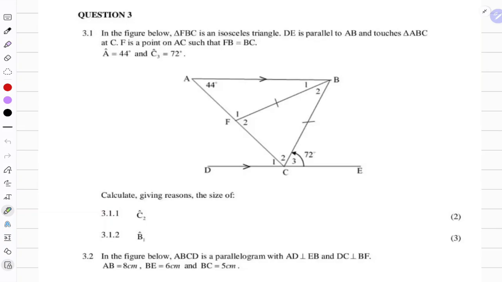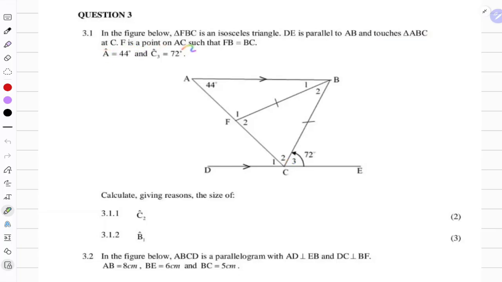So in question 3 it says, in the figure below, triangle FBC is an isosceles triangle. DE is parallel to AB. So triangle BFC is an isosceles triangle because these two sides are equal. And they say AB is parallel to DE, and touches triangle ABC at C.